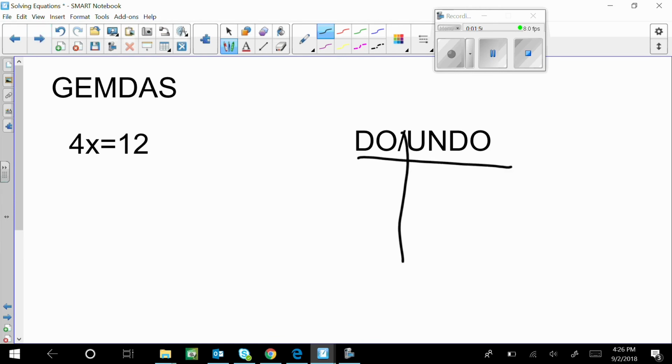What is being done? Again, I'm looking for the grouping symbols. There's nothing there. Exponents, there's no exponents. Multiplication. Remember, when there is a number directly in front of a variable, that is multiplication. So I have multiply by 4. Undo, the opposite or the inverse operation would be divide by 4. I go down for the do and back up for the undo.